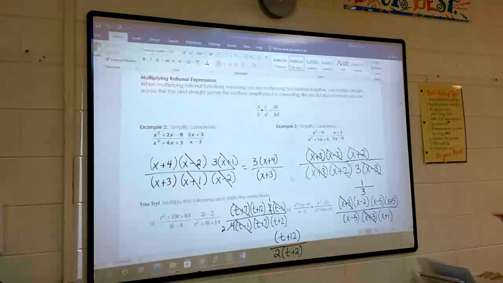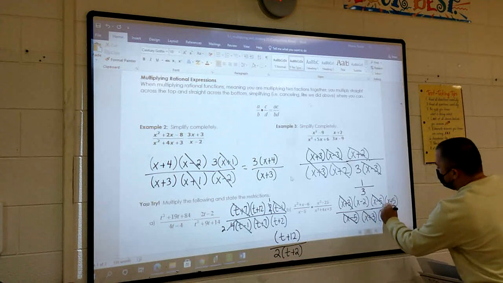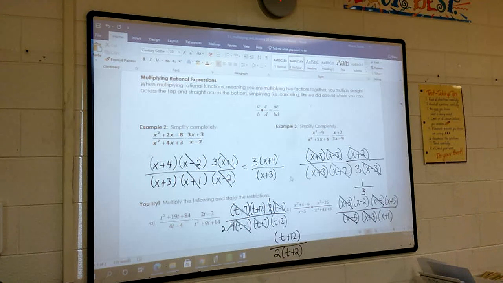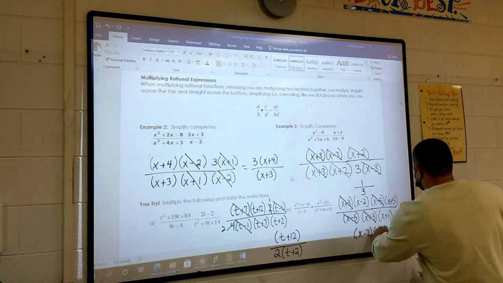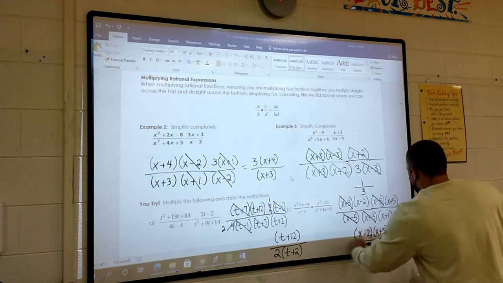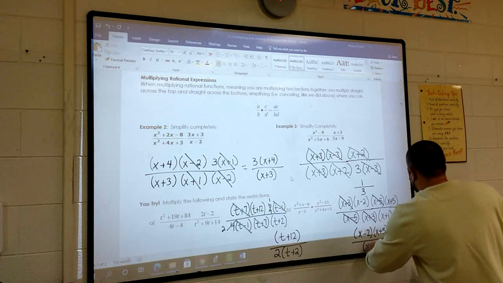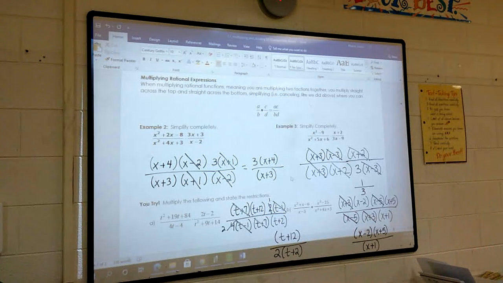The x minus 5 on the bottom is just there. X squared plus 4x plus 3 is x plus 3 and x plus 1. So 3 and 1 add to give you 4 and multiply to give you 3. So now I can cancel out the x plus 3's. I can cancel out the x minus 5's. And that's all I'm going to be able to cancel out. So my final answer is x minus 2 and x plus 5 over x plus 1. And that will be my final answer for part B.